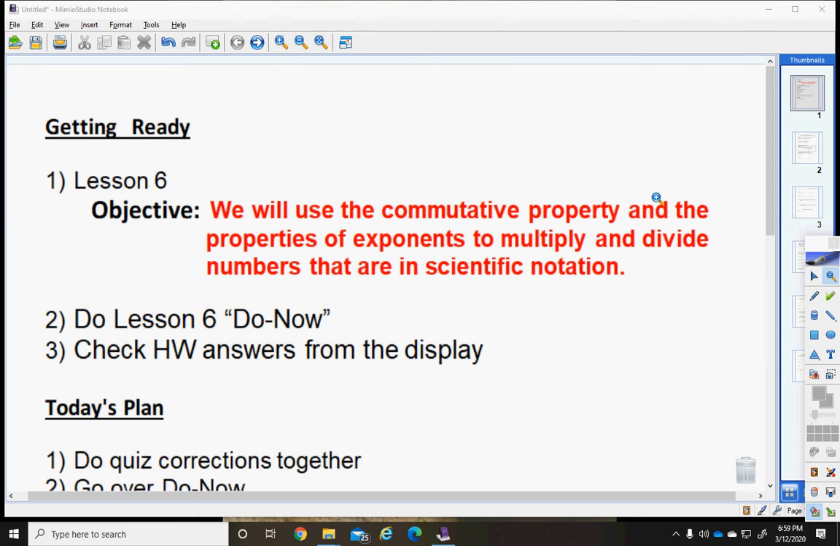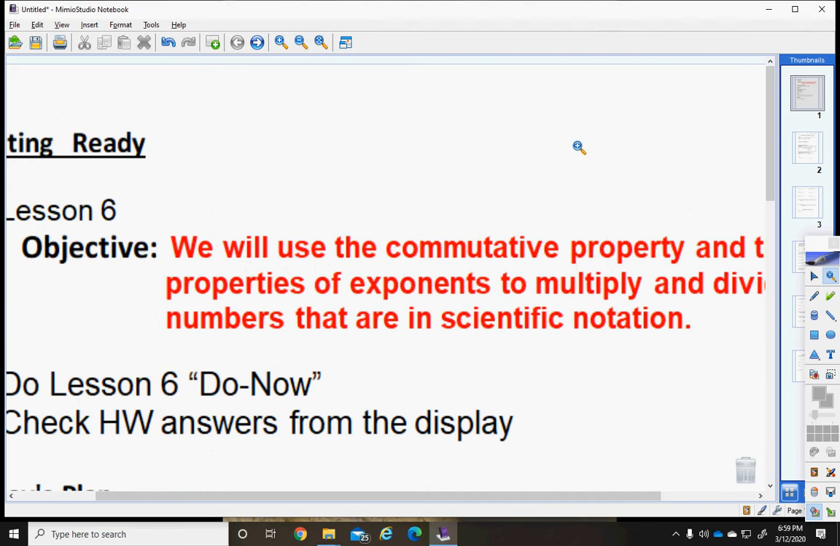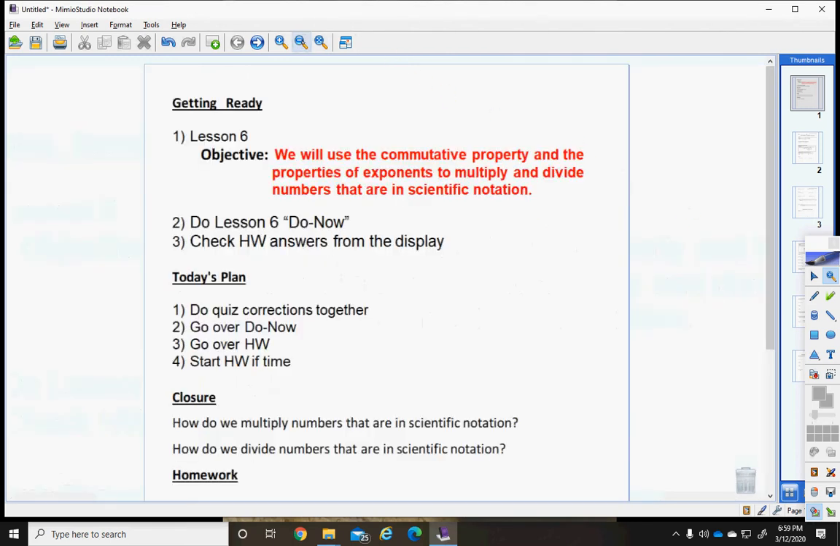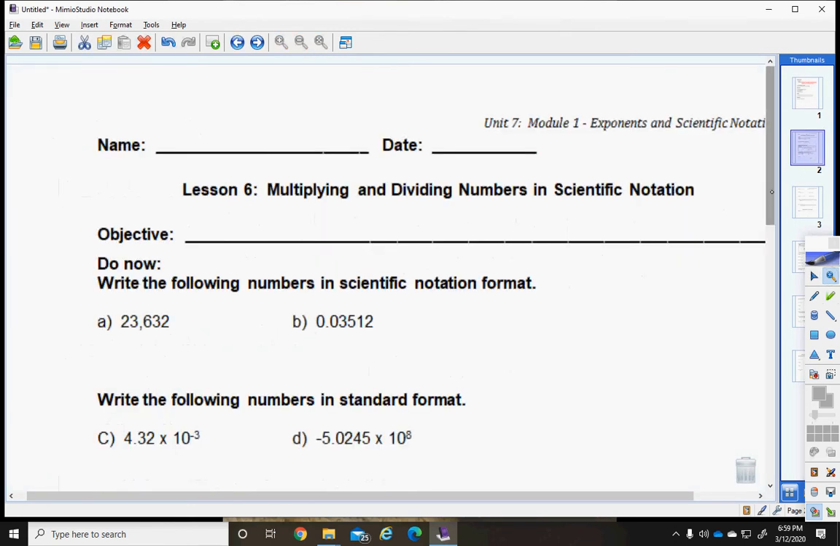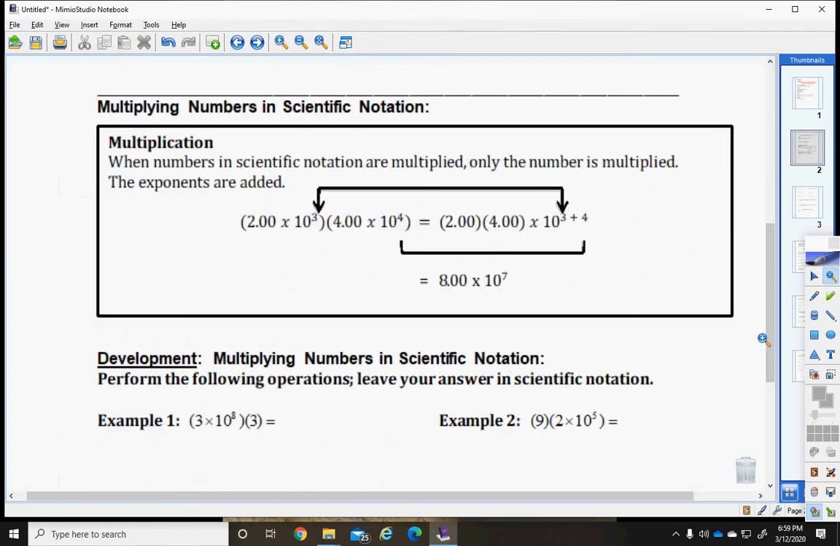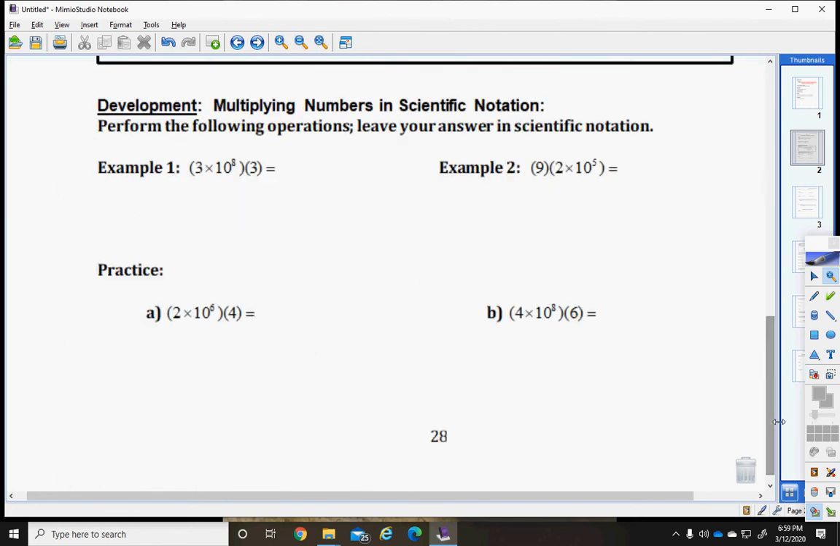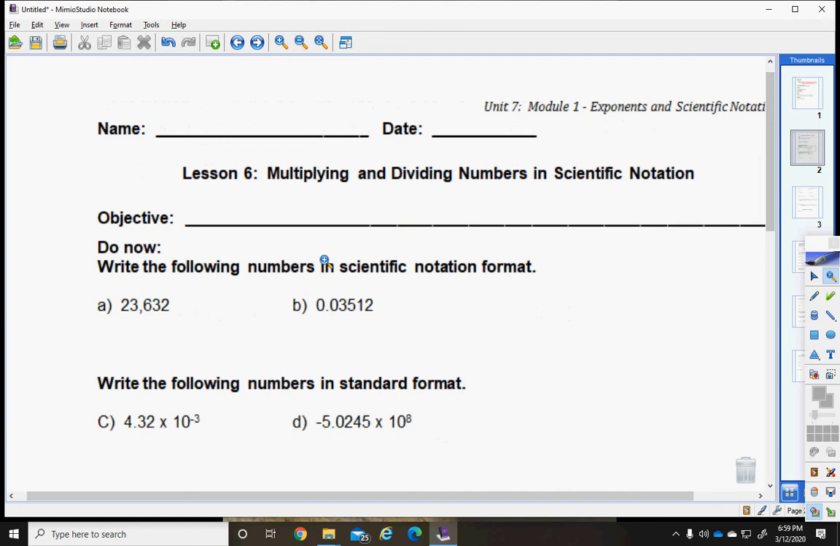So today I'm going to be doing a video of lesson 6 because I'm going to be missing some of my students. So we will be using the commutative property and the properties of exponents to multiply and divide numbers that are in scientific notation. So if we can turn to lesson 6, which is on page 28, and take a look at the do now.